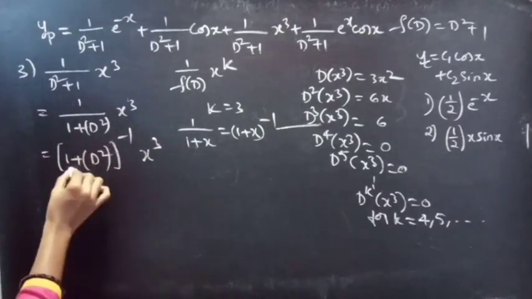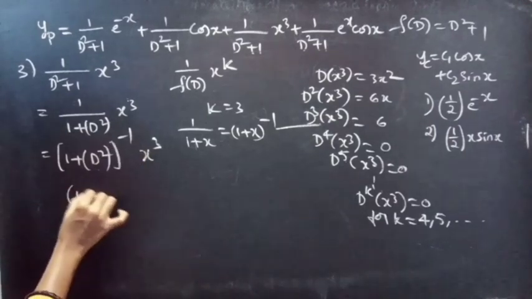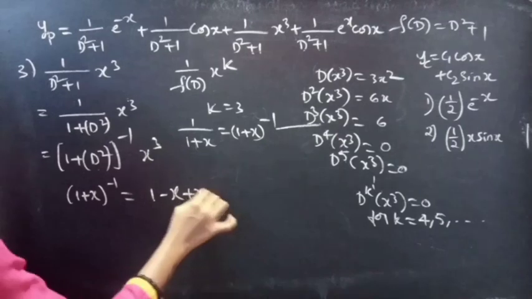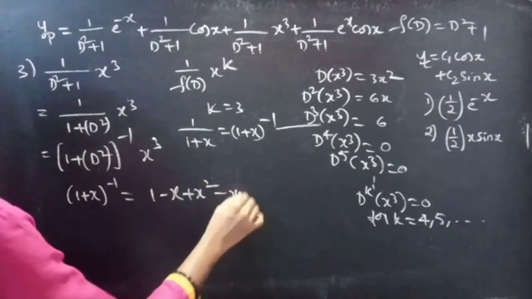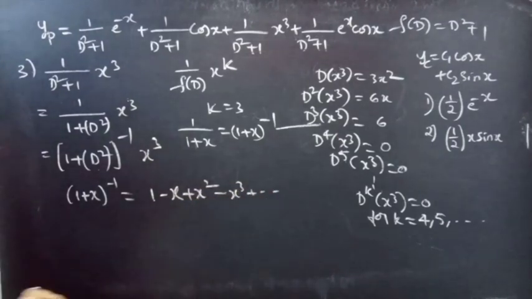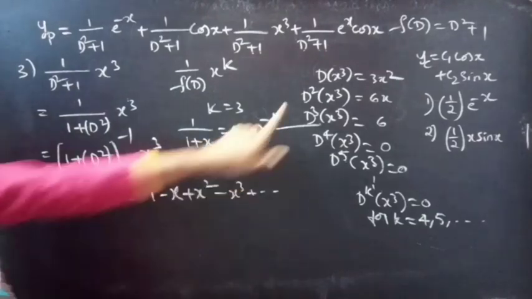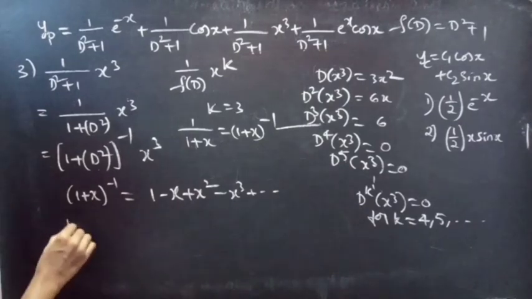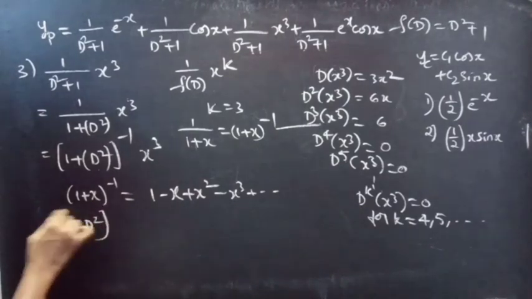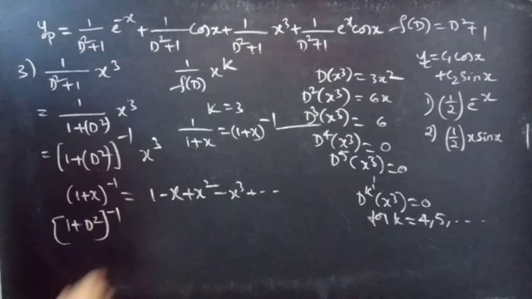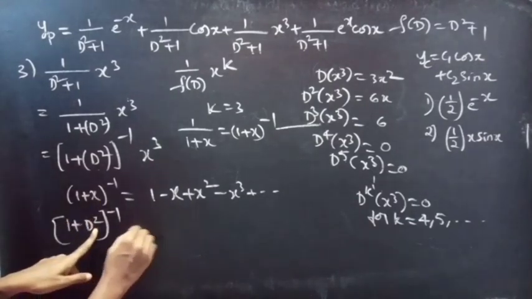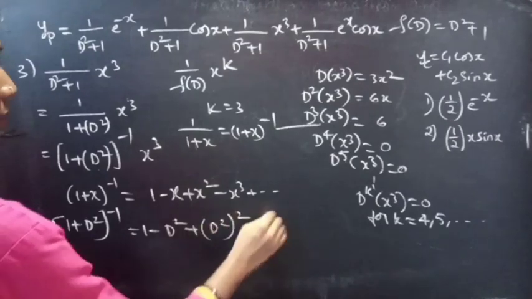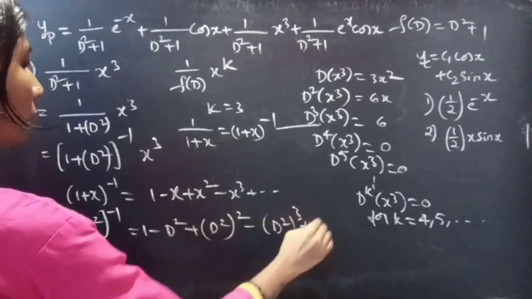Now let's expand 1 plus D square whole inverse using the 1 plus x whole inverse expansion: 1 minus x plus x square minus x cube plus so on. This is the binomial series expansion. Now keeping all the derivatives in mind, we'll expand this. 1 plus D square whole inverse, for x equals D square, we'll get 1 minus D square plus D square whole square minus D square whole cube plus so on.